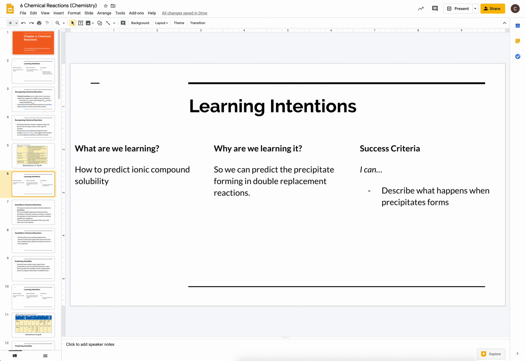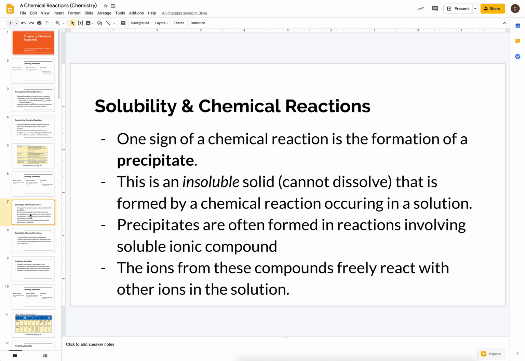Today we are talking about how we predict the solubility of ionic compounds. The reason we are doing this is so that when we learn about double replacement reactions, we can predict what the precipitate will be. And our success criteria for today is being able to describe what happens when a precipitate forms. So a precipitate is one of the possible signs of a chemical reaction.